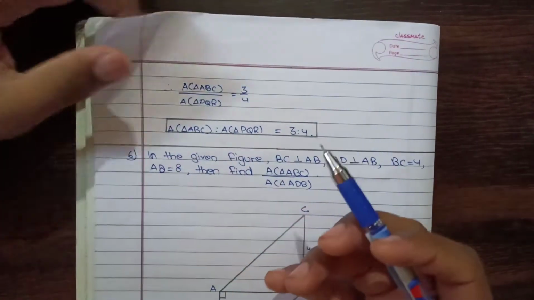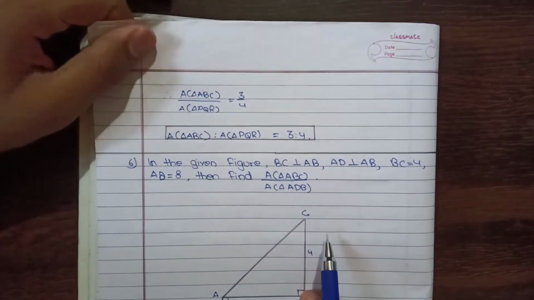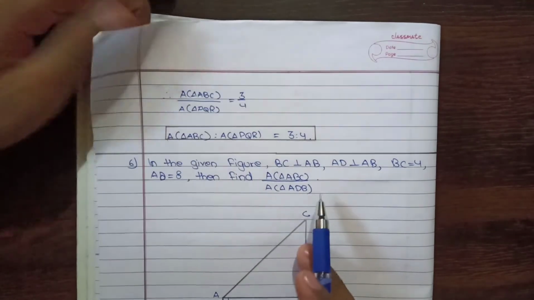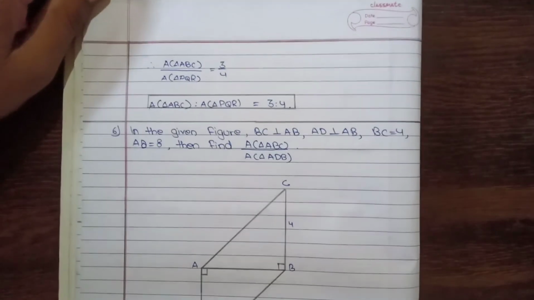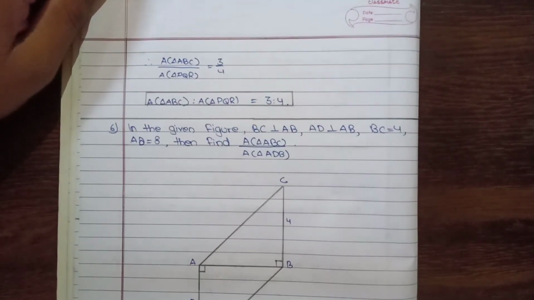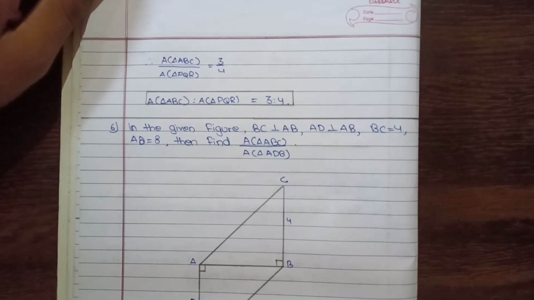And now let us solve the next question, which is: in the given figure, BC is perpendicular to AB and AD is perpendicular to AB. BC equals 4 and AD equals 8. Find area of triangle ABC upon area of triangle ADB.